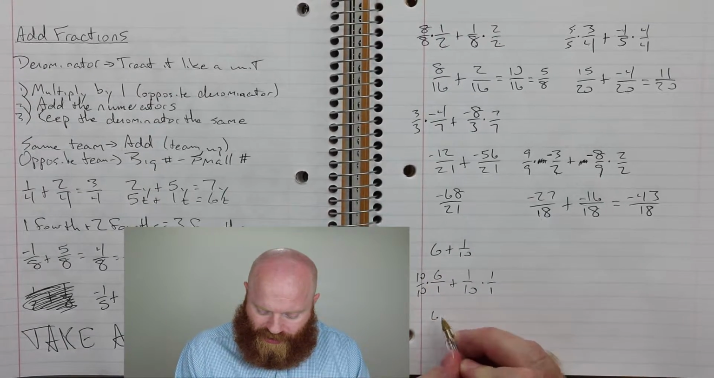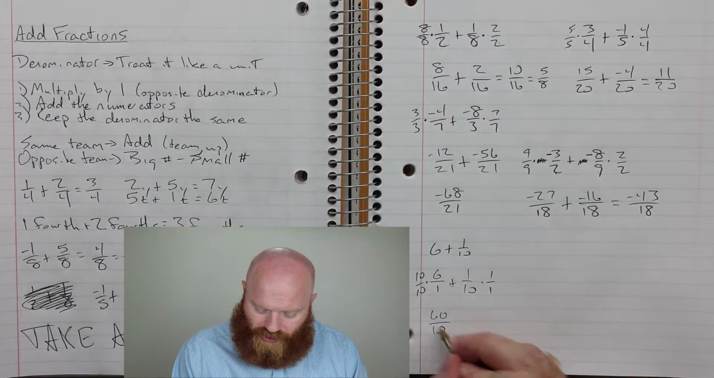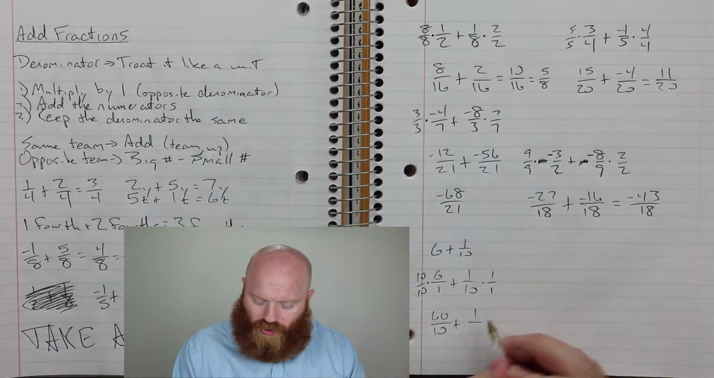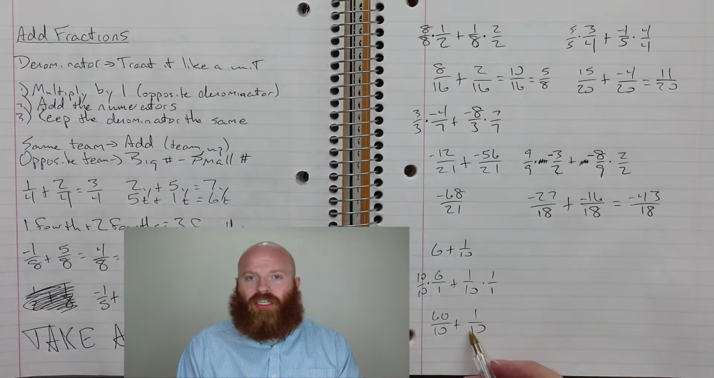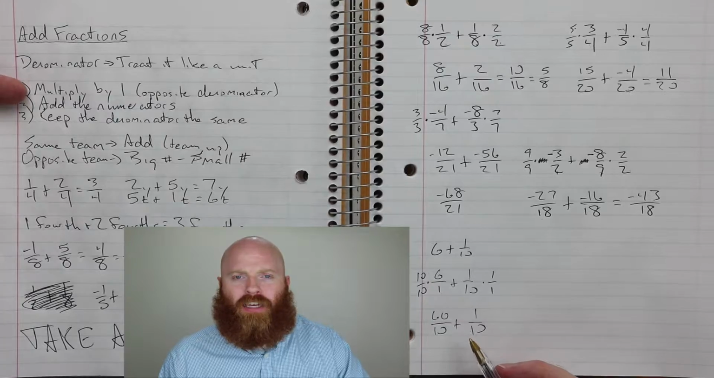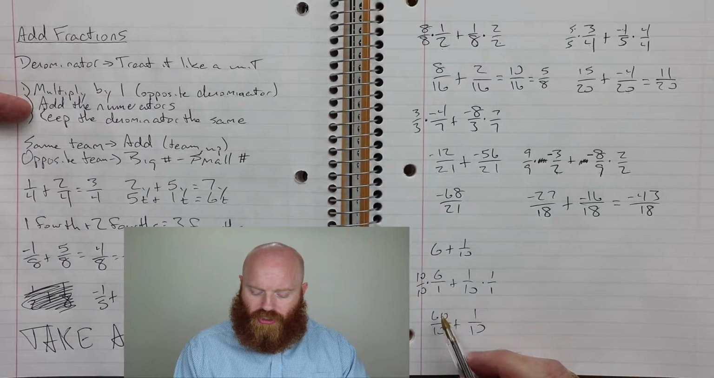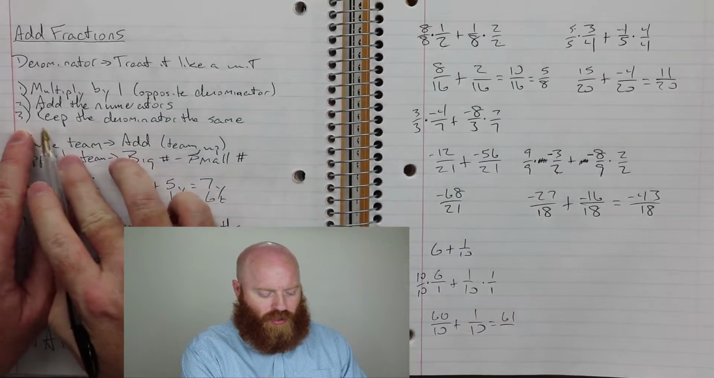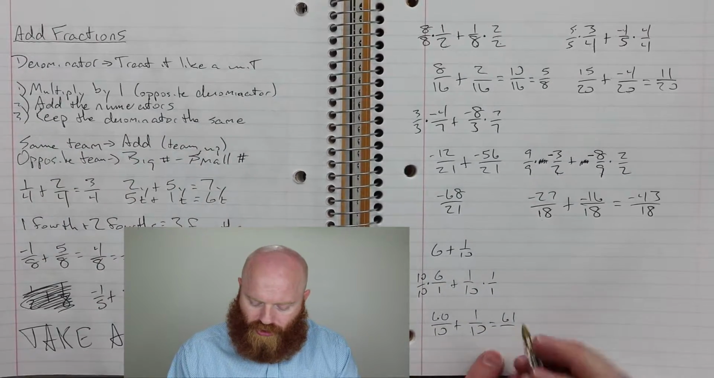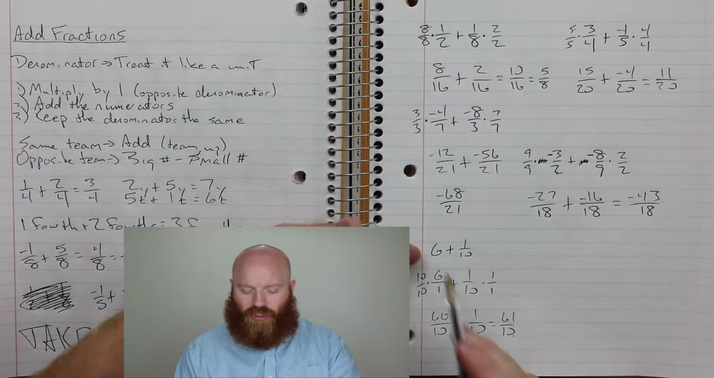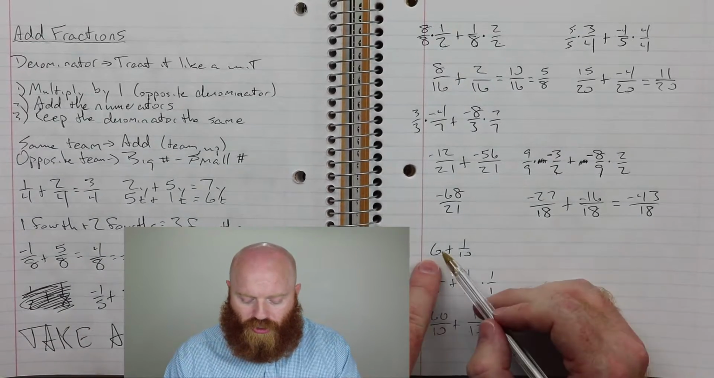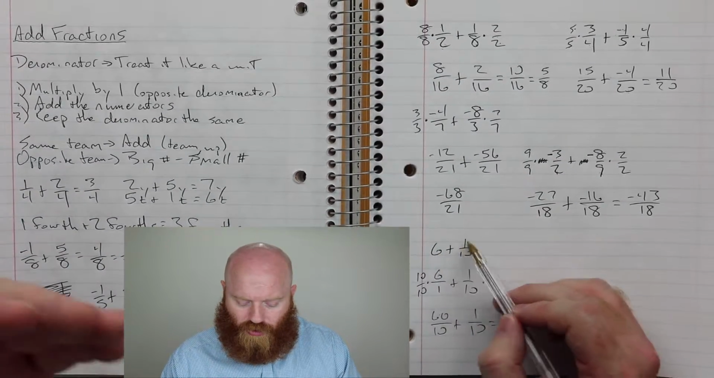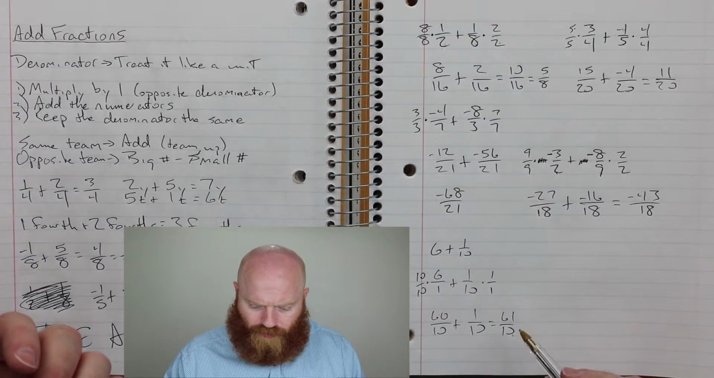10 times 6 is 60. 10 times 1 is 10. 1 times 1 is 1. 10 times 1 is 10. Common denominator. Step 1 worked again. Step number 2, add the numerators. 60 plus 1. And then the last step, keep the denominator the same. 10, 10, 10. 61 tenths. That's what this is. And you might know that 6 is really 60 tenths, plus 1/10 is 61 tenths. So that's how we got it.